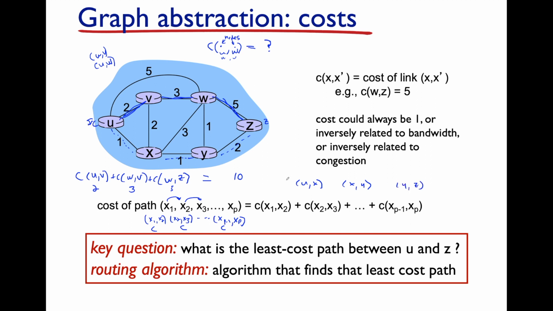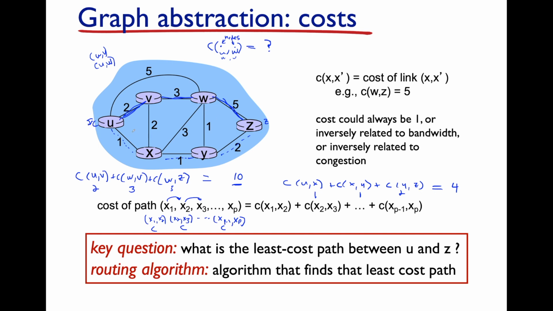So we take the cost from U to X, that's 1, plus the cost from X to Y, that's another 1, plus the cost of Y to Z, that's 2. So that total is going to be a path cost of 4. So you notice here, if we go from U to V, V to W, W to Z, that cost is 10. If we go from U to X, X to Y, Y to Z, that's a cost of 4.